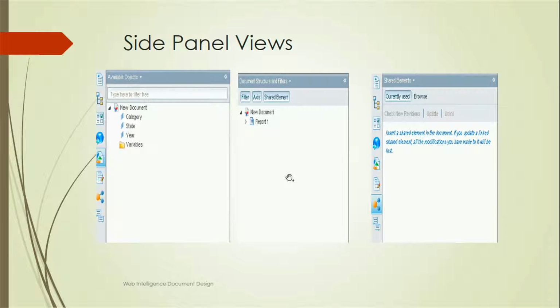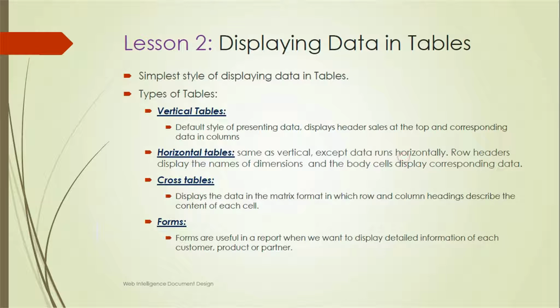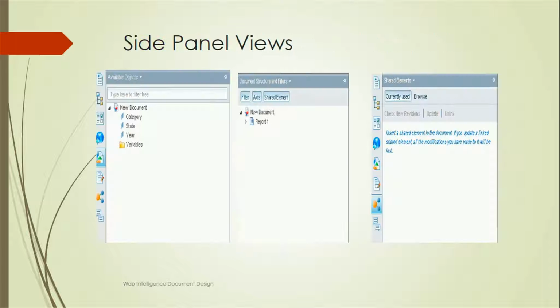Document structure and filters will show in detail what the reports and their components are. Suppose we have added a table or a chart, then that will get added here in the document structure and filters. If there are any other filters as well, that will show up here. And shared elements, if there are any elements shared between the documents, will also come up here. Okay, so those were the side pane views available.